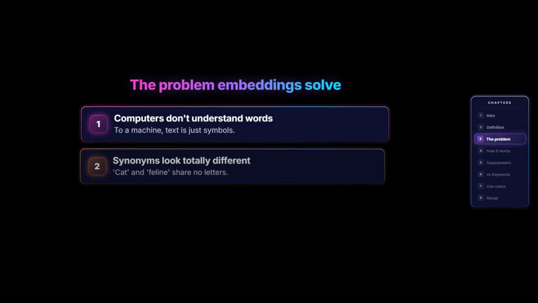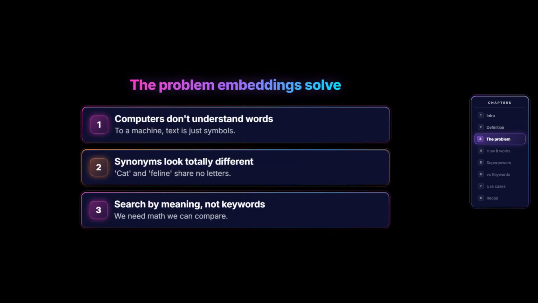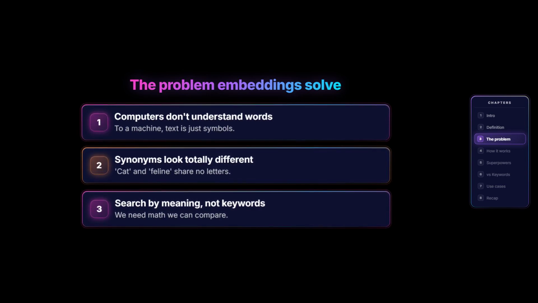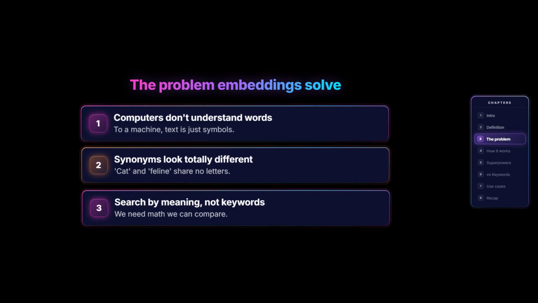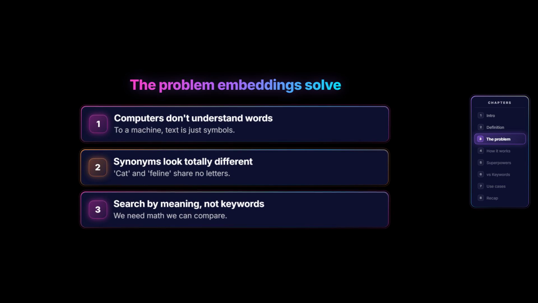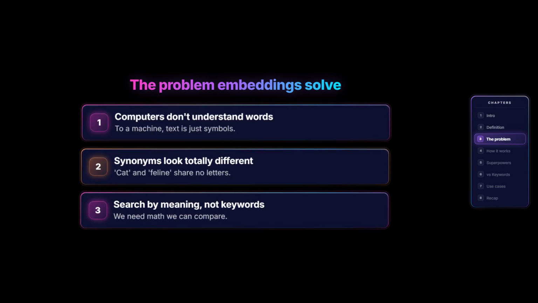Why do we need embeddings? 3 reasons. Computers do not understand words. To them, text is just symbols. Synonyms like cat and feline share no letters but mean the same thing. And we want to search by meaning, not by exact keywords.